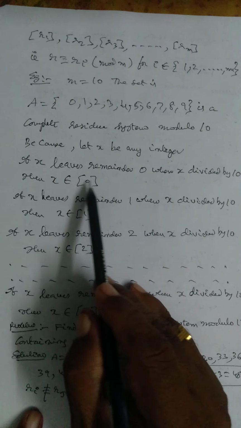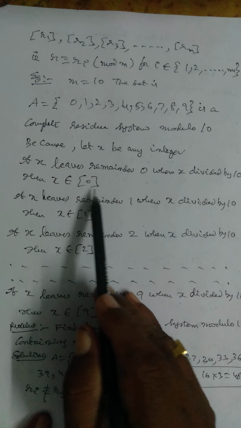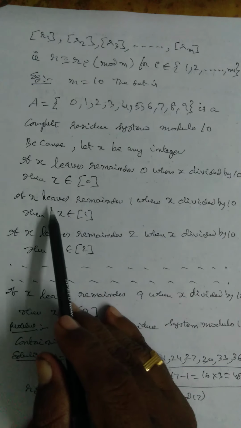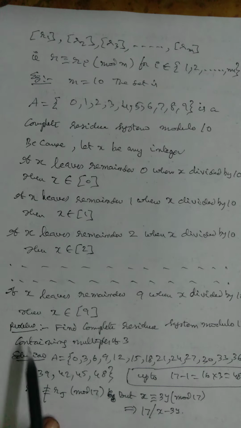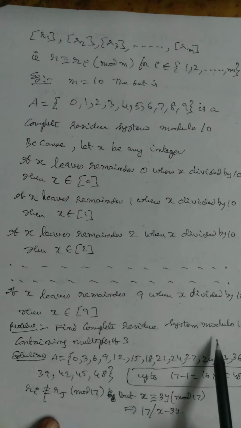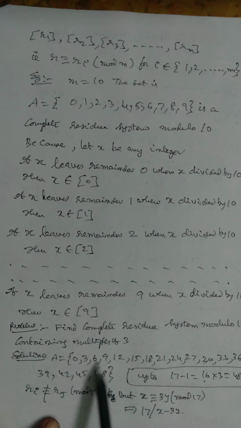So if x leaves remainder 0 when divided by 10, then x belongs to bracket 0, similarly 1, similarly 2, similarly 9. Problem: find a complete residue system modulo 17 containing multiples of 3. 17 minus 1 is 16, 3 into 16 is 48, so 3 multiples. So ri is not congruent to rj mod 17, but x is congruent to 3y mod 17. This implies 17 divides x minus 3y.